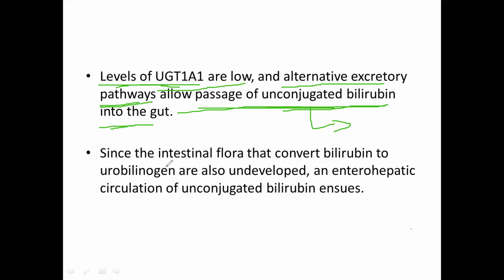Again, this gut, or intestinal flora, which converts bilirubin to the urobilinogen that we have seen, is also undeveloped. So the liver is poorly developed, and the intestinal flora is also undeveloped. So because of this, what happens? There is an enterohepatic circulation of unconjugated bilirubin.